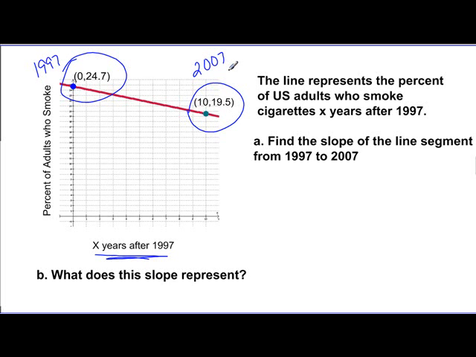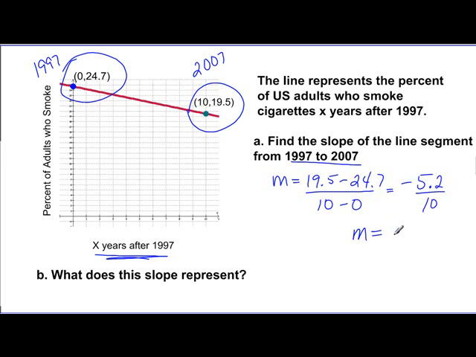19.5% of adults smoked. And the first thing that we're asked to do is to find the slope of that line segment through those 2 points. So slope is change in Y values over change in X values. And I believe that difference is negative 5.2 over 10. So the slope is going to be negative 0.52.